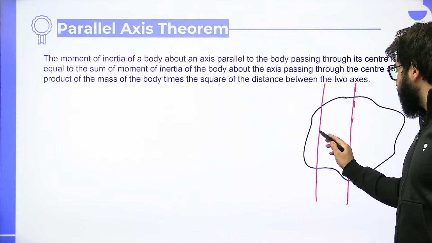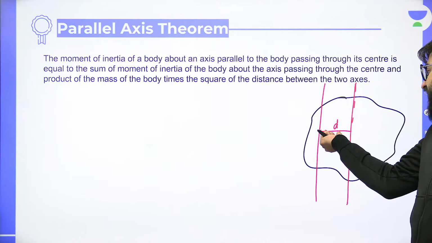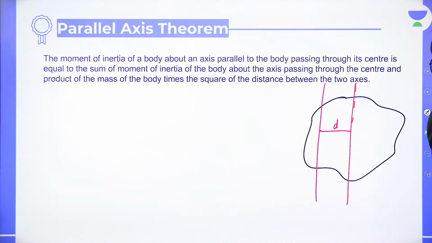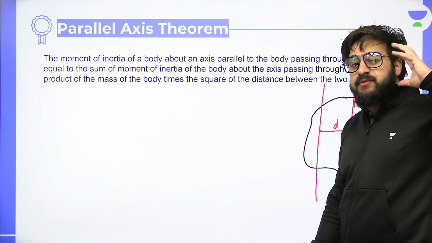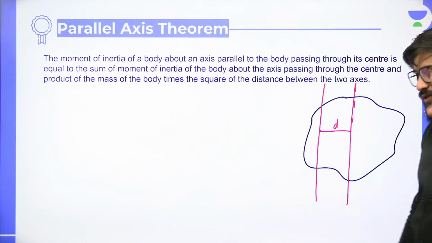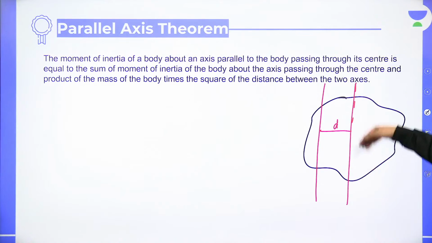And if I say, for example, that this is at distance D from this one, such that this distance is basically the perpendicular distance. Keep whatever I'm saying over here in your mind, okay? Focus on that completely. This is an axis which is passing through its center of mass.